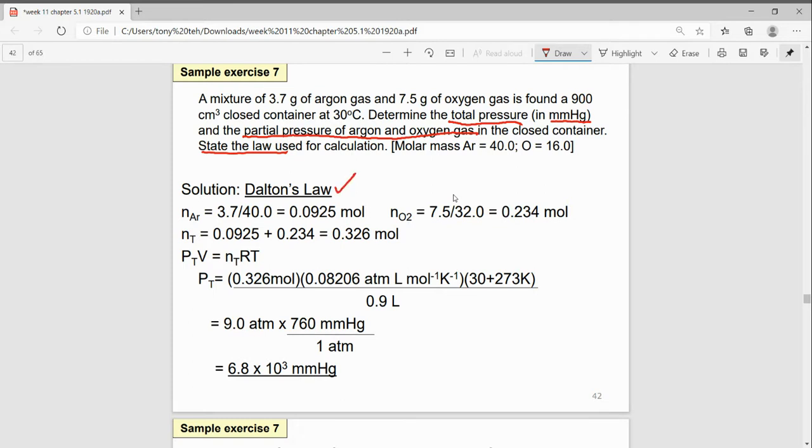Next, we have two gases, so we know that we need to find the total number of moles. And then what else is given? We have temperature given, so remember to change it to Kelvin. We also have volume given, but the volume is in cm cube, so we must change it to liter as well. Then after that we will get our answer in atm, but then change it to millimeter mercury as required by the question.